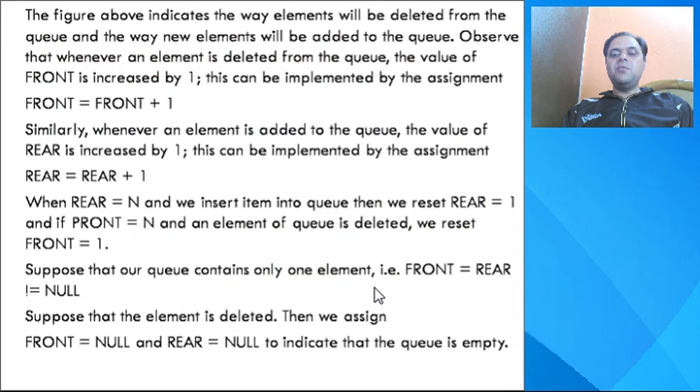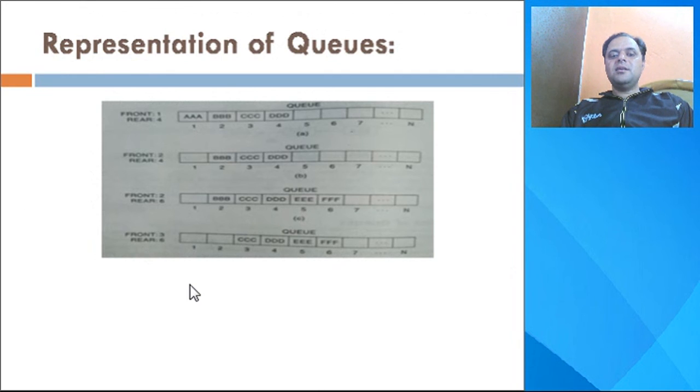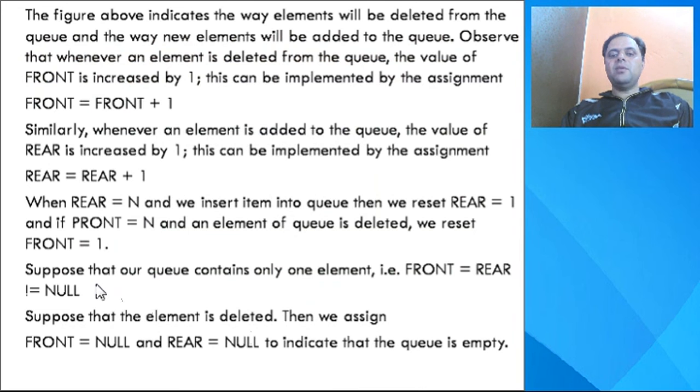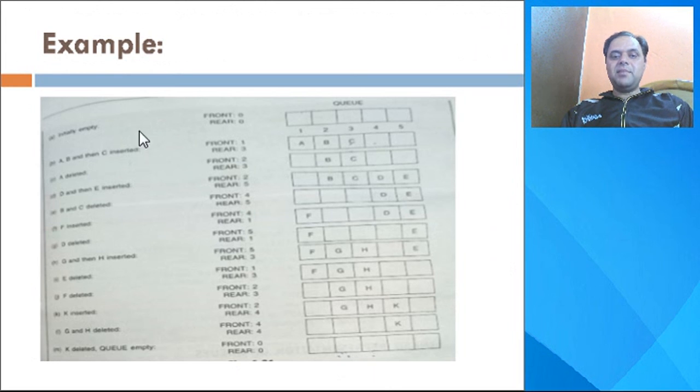Suppose that our queue contains only one element, that is, front equal to rear and not equal to null. So if the queue contains only one element, then front will be equal to rear, and that will not be equal to null. Suppose that element is deleted. If we delete that single element from the queue, then we set front equal to null and rear equal to null to indicate that the queue is empty. So when front equal to rear and they are not equal to null, it means we have only one element in the queue. And when we have front equal to rear equal to null, it means we have an empty queue. So we will take an example here.